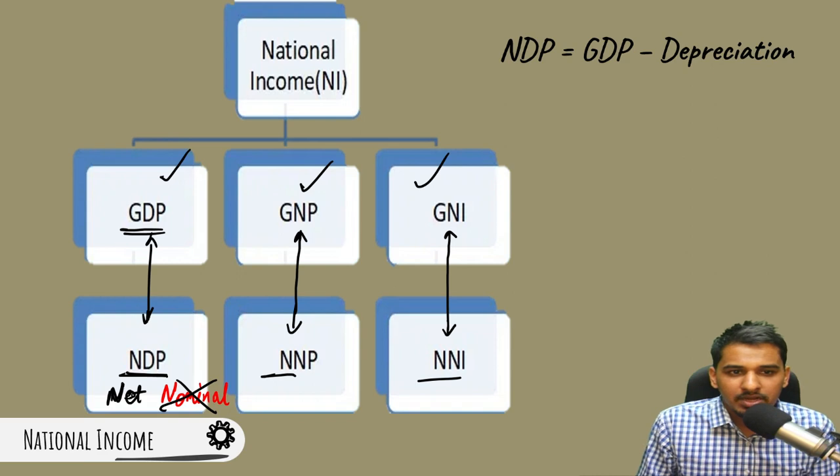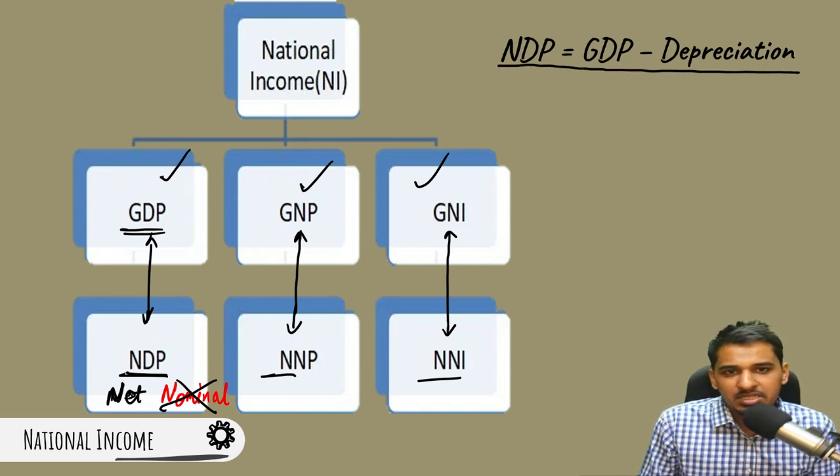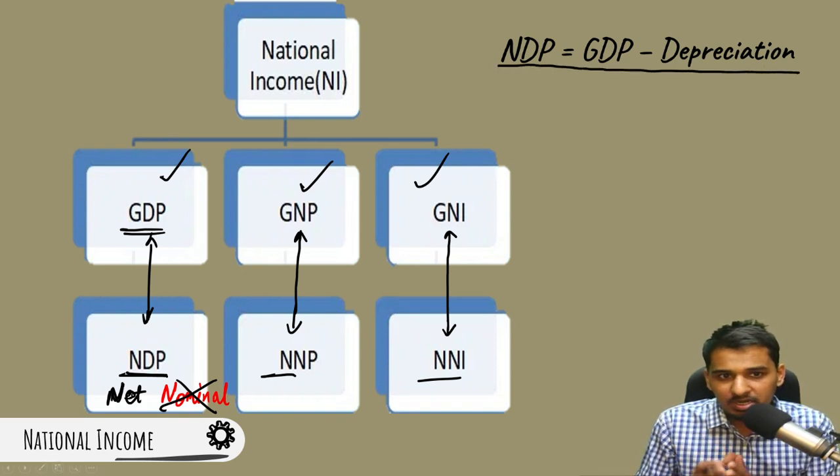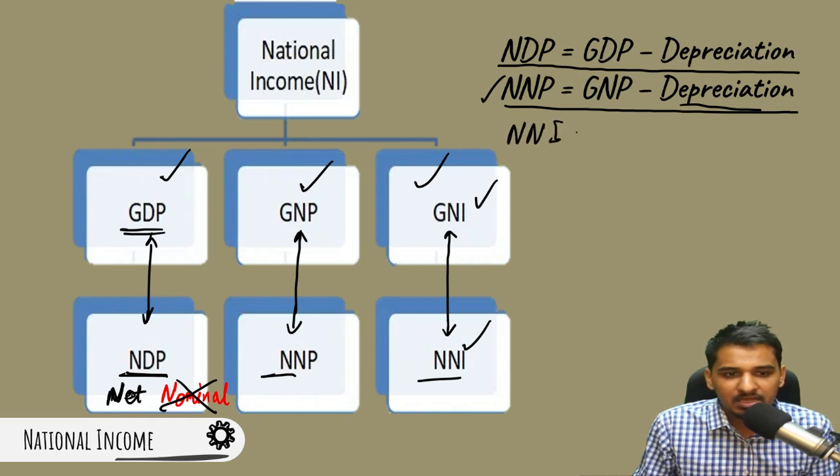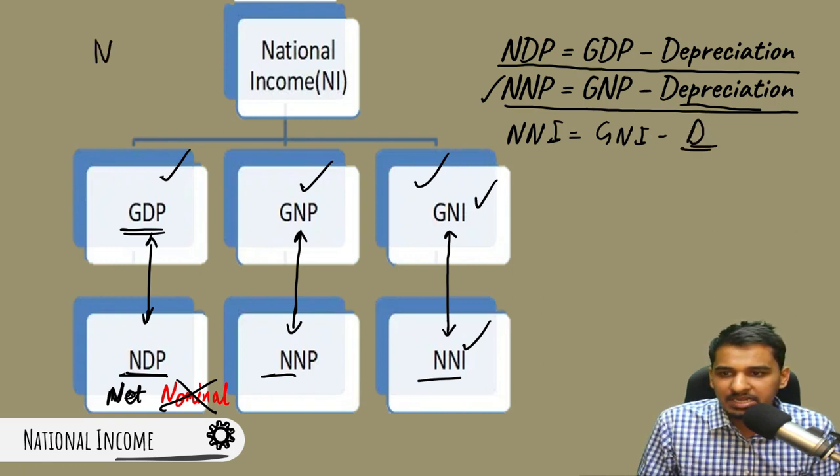So NDP is equal to GDP minus depreciation. This is a very important relation that you should remember: net domestic product is equal to gross domestic product minus depreciation. And NNP is equal to GNP minus depreciation. So net national product is equal to gross national product minus depreciation. Similarly, GNI and NNI you can write yourself: NNI is equal to GNI minus depreciation, where N stands for net. Please remember that N stands for net and not for nominal.